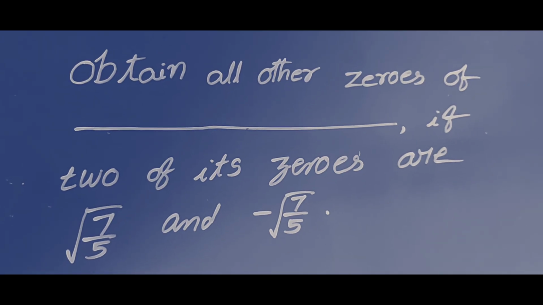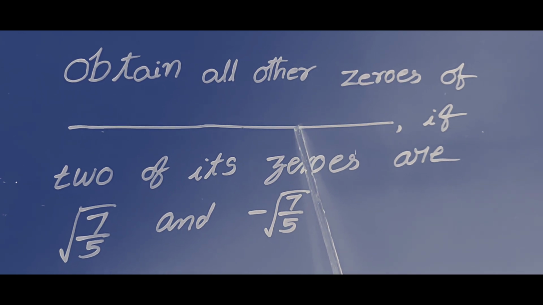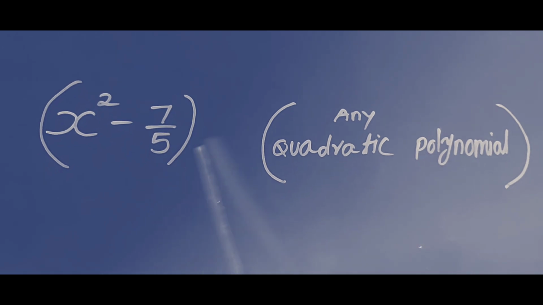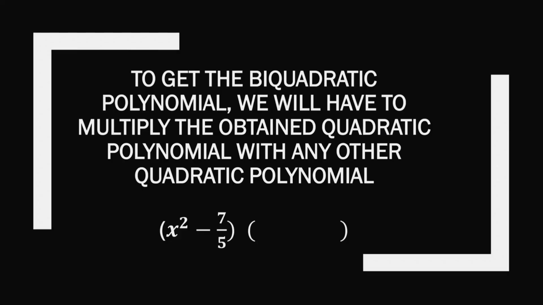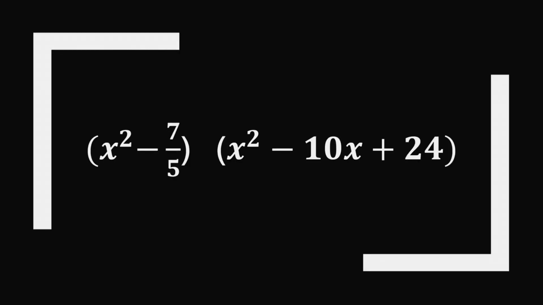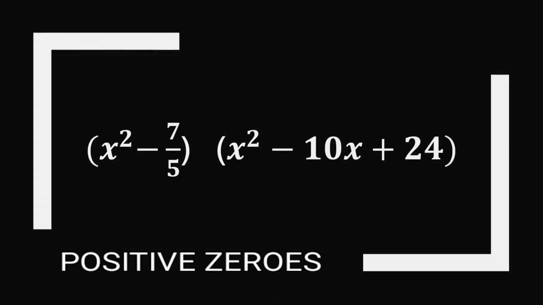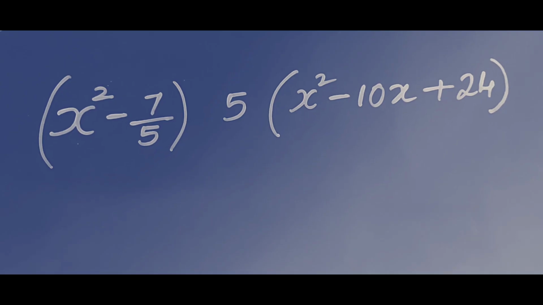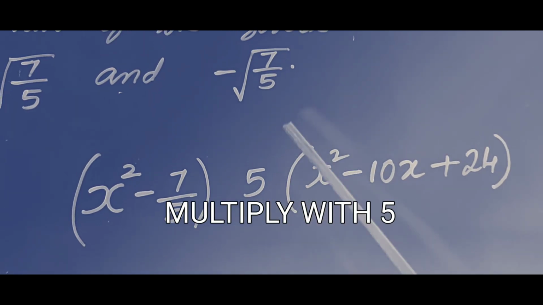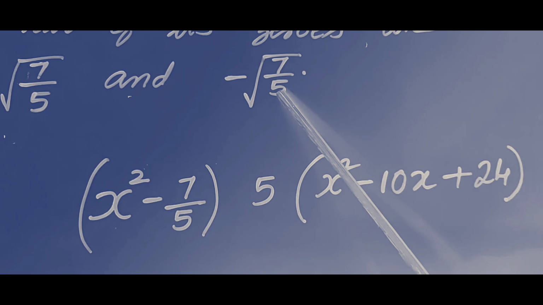To get a polynomial of degree 4 over here, we will have to multiply this with any other quadratic polynomial. We can select any one of the following quadratic polynomials. I have selected a simple quadratic polynomial x square minus 10x plus 24, which has positive zeros. We will have to multiply with 5 over here as we have 5 as the denominator in the zeros.